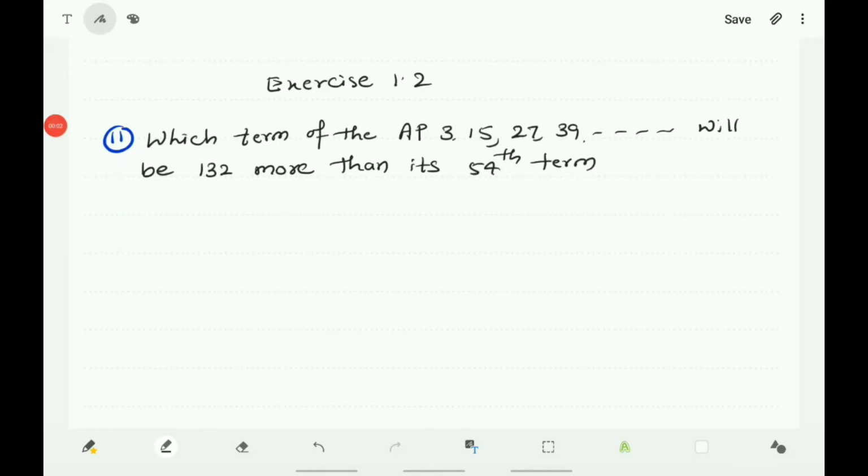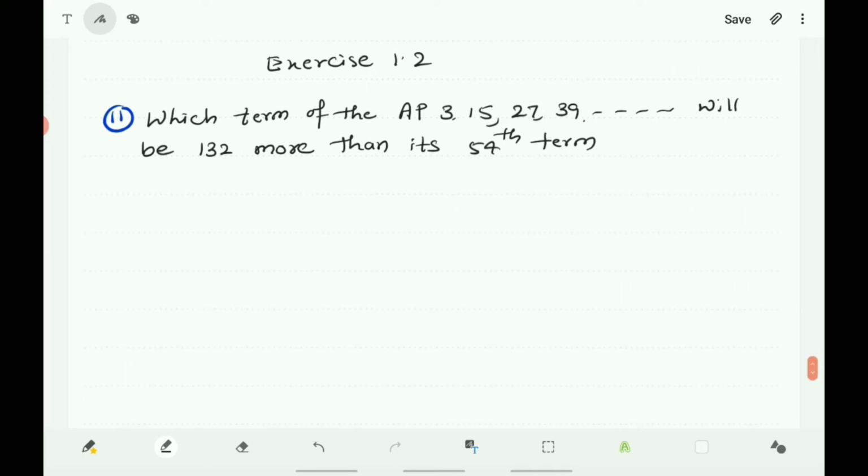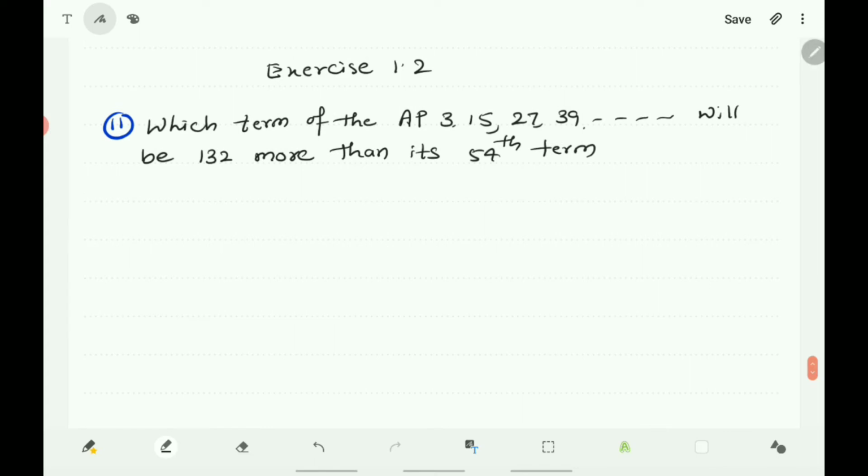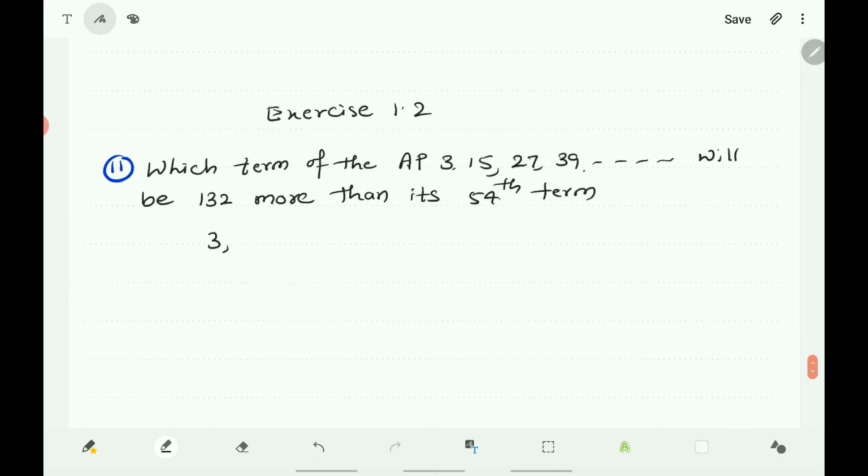Children, it is a continuation of exercise 1.2. So you take the 11th question. Which term of the AP 3, 15, 27, 39 and so on will be 132 more than its 54th term? Here consider the AP 3, 15, 27, 39 and so on.